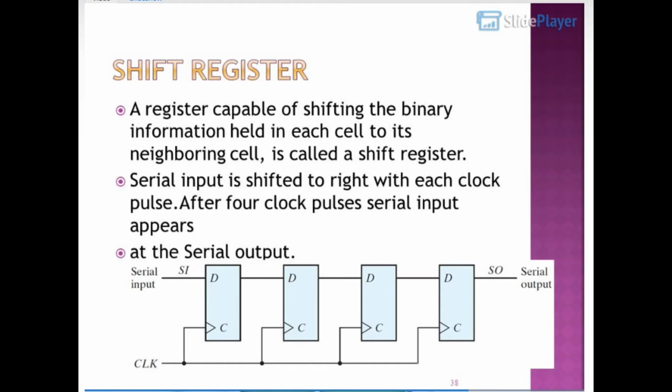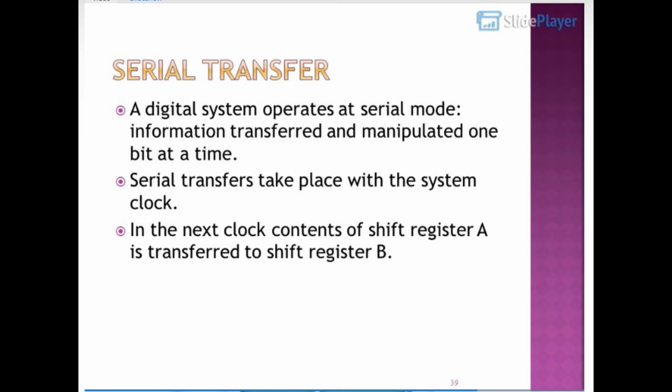Shift register. A register capable of shifting the binary information held in each cell to its neighboring cell is called a shift register. Serial input is shifted to the right with each clock pulse. After 4 clock pulses, serial input appears at the serial output.